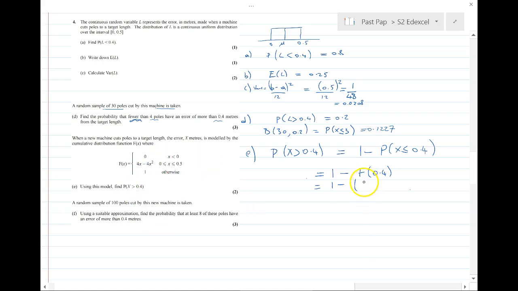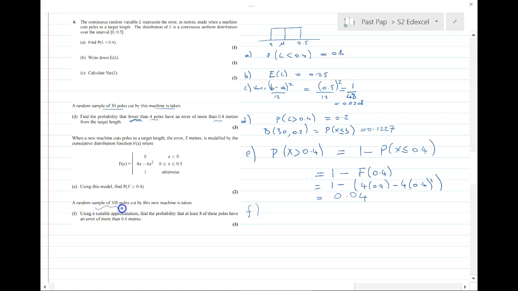So that's 4 times 0.4 minus 4 times 0.4 squared. I think that comes to quite a small number if I'm going to check. Yes, that's 0.04. Okay, so that's pretty easy, couple of marks.